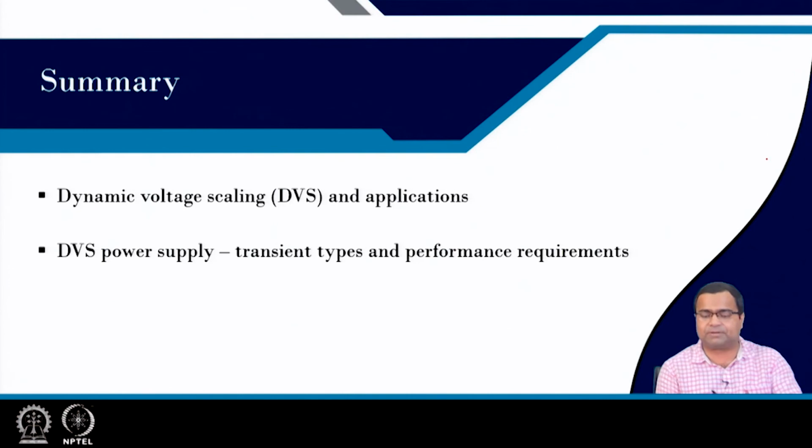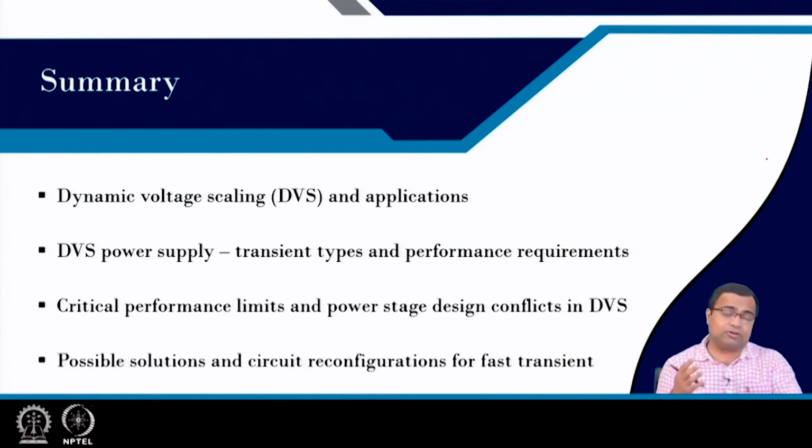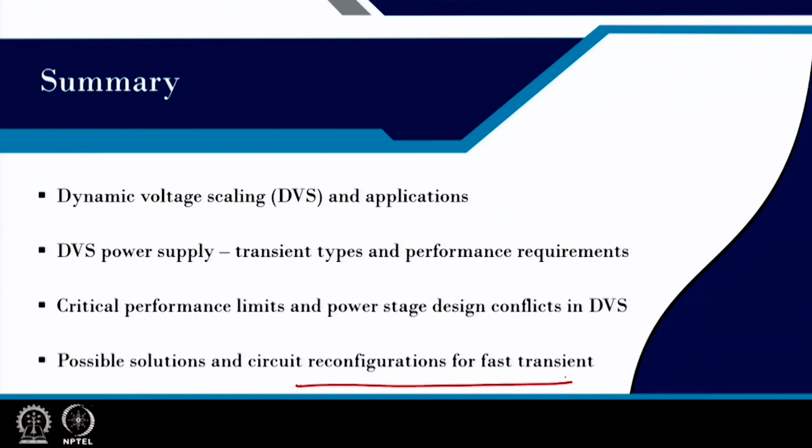So, in summary, we talked about dynamic voltage scaling and its application, we talked about the dynamic power supply, DVS power supply transient type and performance requirement, we talked about the critical performance limit and the power stage design conflict, and then we also talked about some possible solutions and circuit configurations for fast transient, but there is still scope for further optimization, and that actually motivates us for future research.